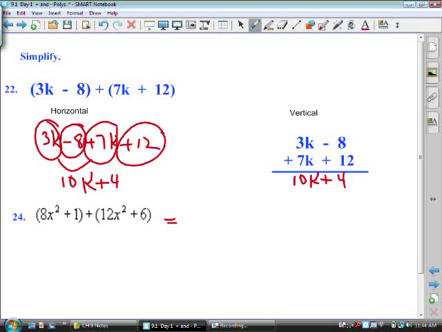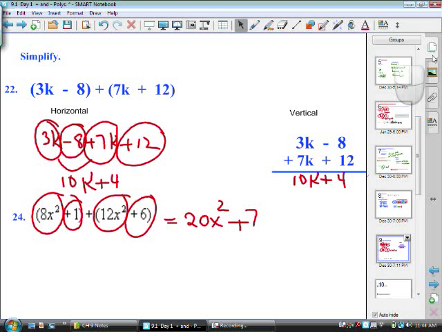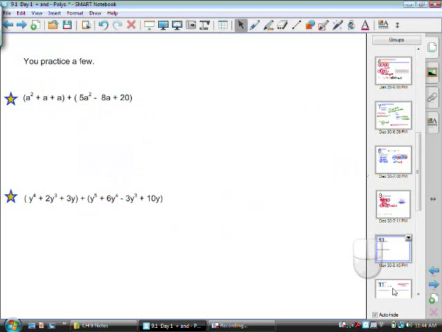All right, let's do this one. Why don't we just do it all horizontally? You've got 8x squared plus 12x squared. You could do it almost in your head, it's 20x squared. Then you've got plus 1 plus 6. Everything's positive here, so it's easy enough to just do it like that. And that's your answer.